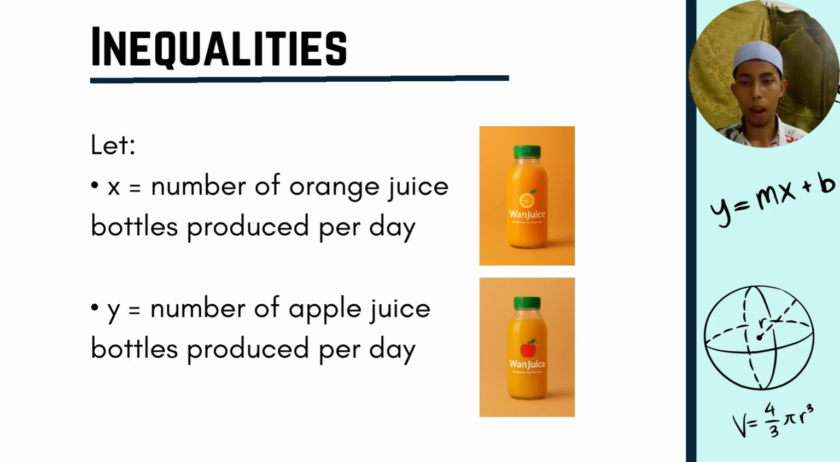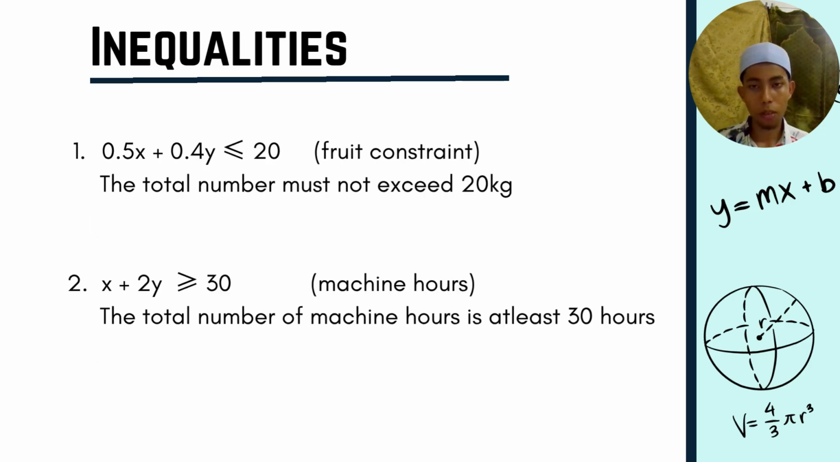Inequality. Let x represent the number of orange juice bottles produced per day, and y represent the number of apple juice bottles produced per day. The first inequality is from the fruit constraint: 0.5x plus 0.4y is less than or equal to 20. The total must not exceed 20 kilograms.